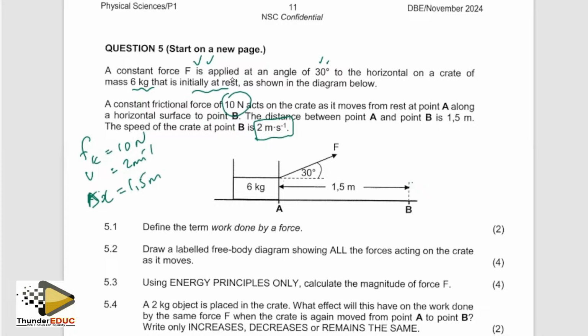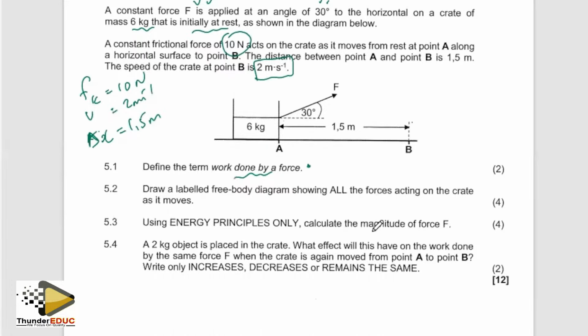All right, they want us to define the term work done by a force. So we know that work done by a force is basically the product of the force applied on an object and the displacement of the object in the direction of the force. So the product of the force applied and the displacement, which should be in the direction of the force. All right, so that is 5.1.